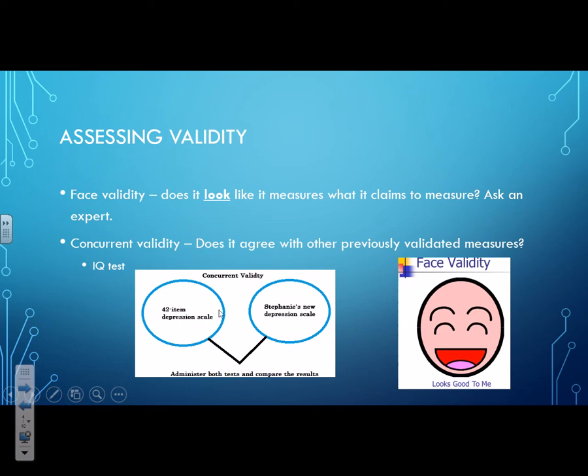And there's an example here as well, I don't know if you can see, of concurrent validity. So you've created a 42 item depression scale, sorry, that's the one that's the standard, actually, so a 42 item depression scale, a standard depression scale that's existed for a long time, that's viewed as a validated measure. And then Stephanie, whoever that is, has created a new depression scale. Both participants complete both of these, and then they compare the results. If they're very similar, high in concurrent validity because they both agree. So concurrent, concur, agree, or low in concurrent validity if they're both quite different.